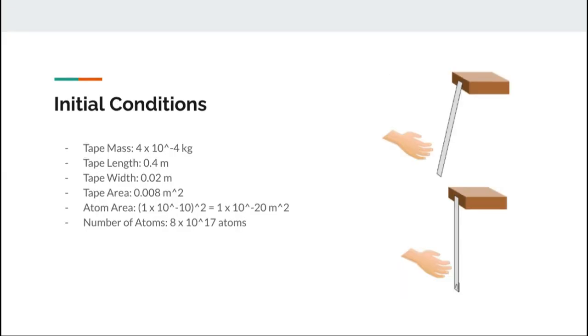And so, initial conditions. The tape length was 0.4 meters, and the tape width was 0.02 meters. Given that the tape's density is 1 gram per meter, we can conclude that the mass of this segment of tape was 4 times 10 to the negative 4th kilograms. The tape area was 0.008 meters squared. The atom area was 1 times 10 to the negative 10 squared, which was 1 times 10 to the negative 20th meters squared. And the number of atoms was 8 times 10 to the 17th.